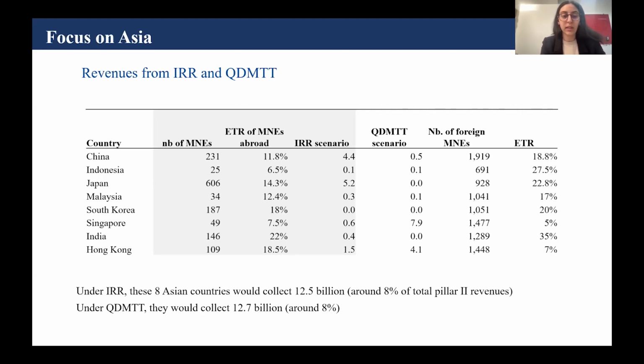12.5 billion euros, and this is around 8% of the total profits that we estimate for the whole sample of countries. One thing to mention is that our estimates do not account for behavioral responses, because, as you know, when Pillar 2 is applied, some companies are going to move their profits, their assets, and their employees. So this will affect the carve-outs. This will also affect the amount of revenues under both the IRR scenario and the QDMTT scenario.